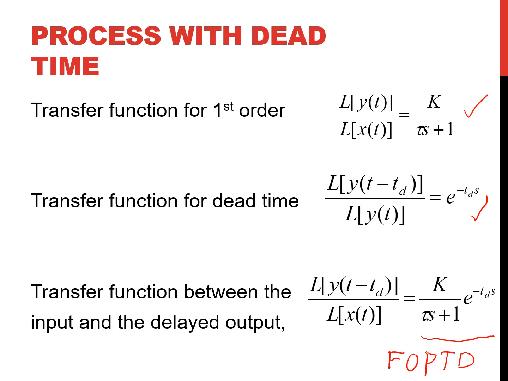Although the original transfer function is first order, when you combine it with the dead time, it is classified under the higher order system, because you have another S here. Here you have the exponent power of the S.